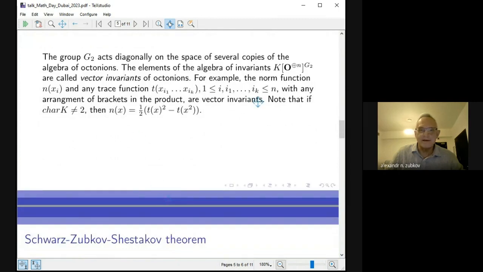By the way, a simple remark. If the characteristic of the ground field is not 2, then the norm can be defined by the standard formula for the determinant of 2 by 2 matrices.